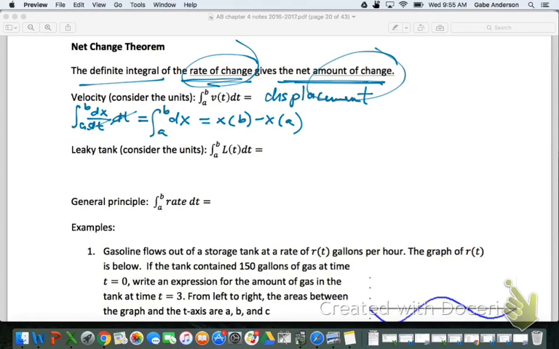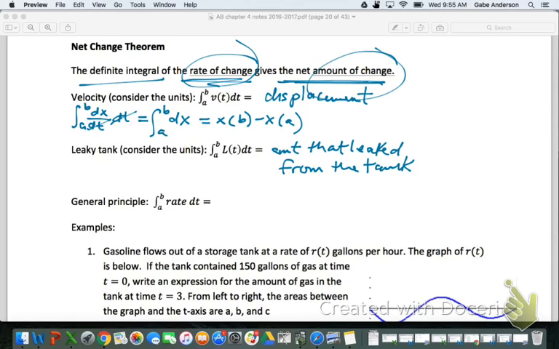But the way this would work here, a leaky tank, definite integral from a to b of L of t dt. What this would give you is the amount that leaked from the tank, the amount that leaked from the tank from time A to time B. What would the units be on the amount? Gallons, perhaps, right? Yeah.